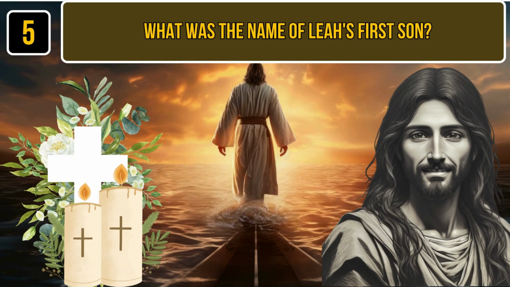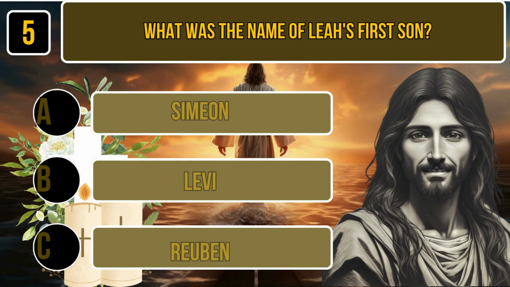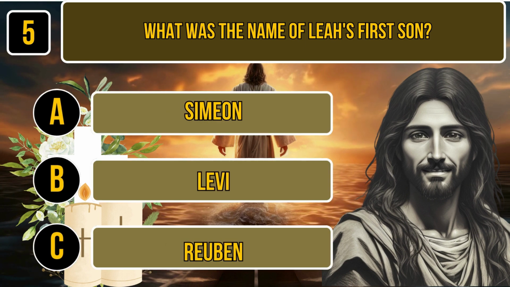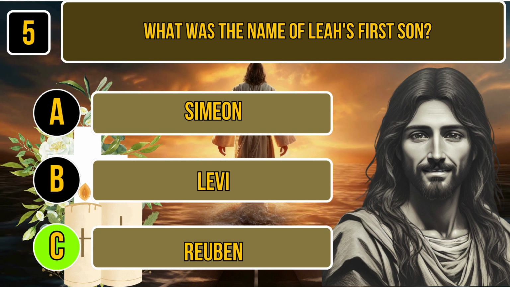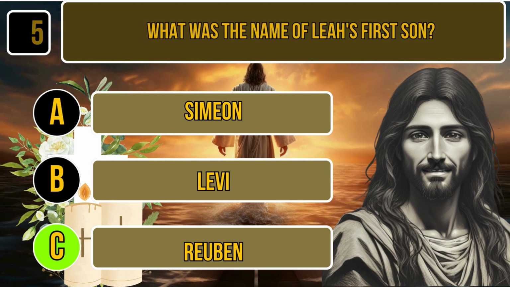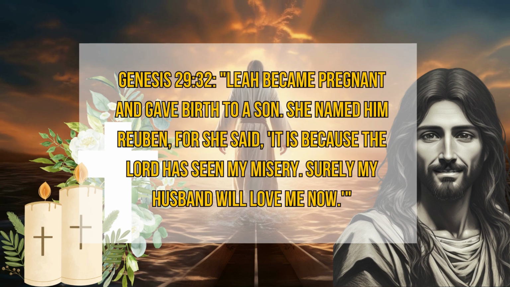Question number 5. What was the name of Leah's first son? A. Simeon. B. Levi. C. Reuben. Time for thinking. The correct answer is Reuben. Genesis 29:32. Leah became pregnant and gave birth to a son. She named him Reuben, for she said, "It is because the Lord has seen my misery. Surely my husband will love me now."